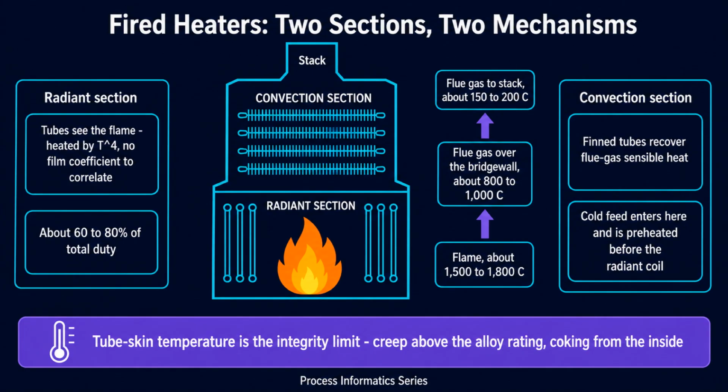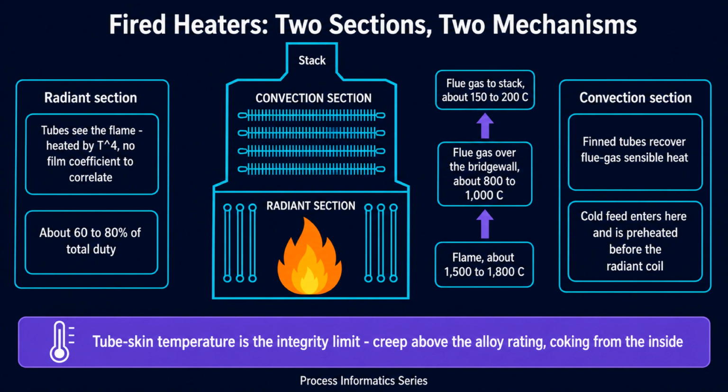Refractory-lined walls with process tubes in direct line of sight of a flame at roughly 1,500 to 1,800 degrees Celsius. There is no film coefficient to correlate here. The tubes are heated by the fourth power law from flame and glowing refractory, and this section typically carries 60 to 80% of the total duty.